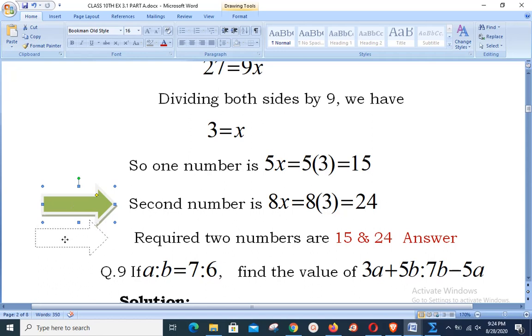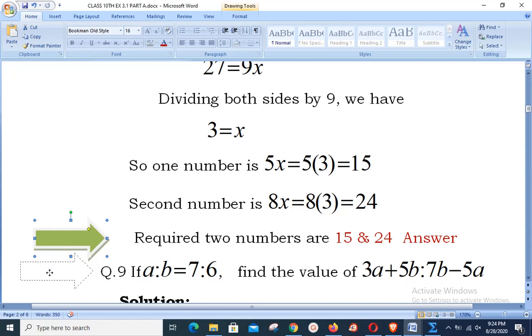You can verify it by taking the ratio between 15 and 24, that is by writing 15 over 24. It is well clear that both will be cancelled by the number 3 and you will be left with 5:8. Hope it is easy and clear. Next is question number 9.